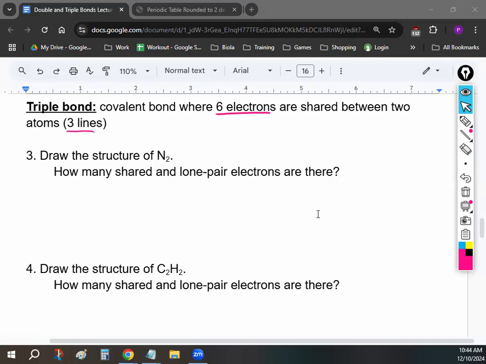And because people ask, there is no quadruple bond. Triple bond is the maximum amount that you can get in between. And the reason why is because electrons push each other away, so you can't fit 8 in between 2 elements.